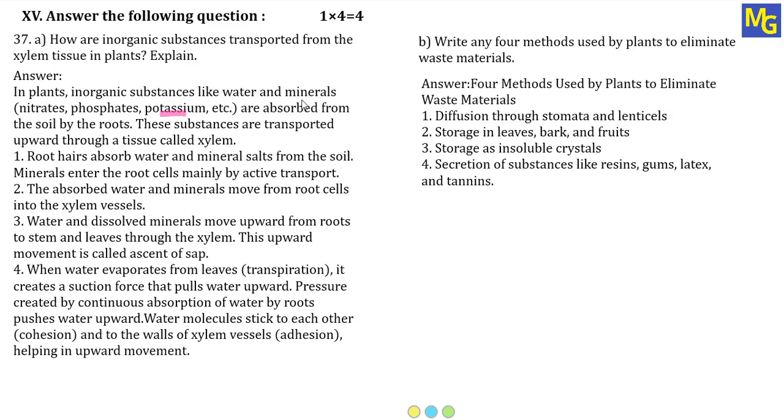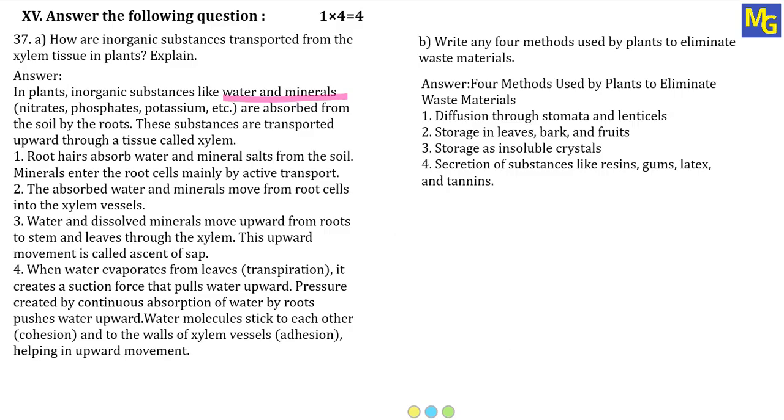So here these salts or the minerals are nothing but nitrates, phosphates and potassium. So these all minerals and water are absorbed from the soil by the roots. So roots will help to absorb all the minerals from the soil. These substances are transported upward through tissue called xylem. So we have two types of complex tissue, xylem and phloem. So here xylem helps to transport water and minerals, which we are going to discuss in this question.